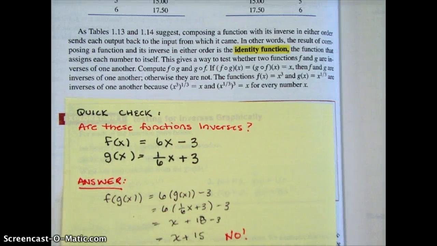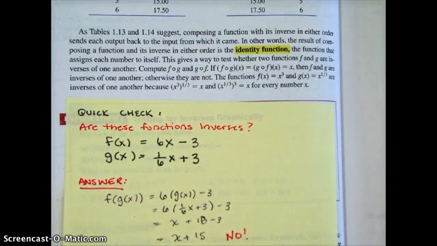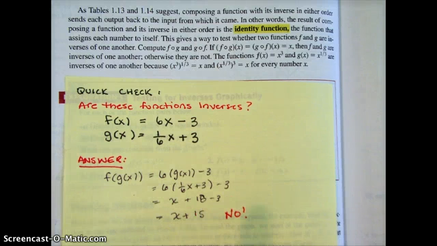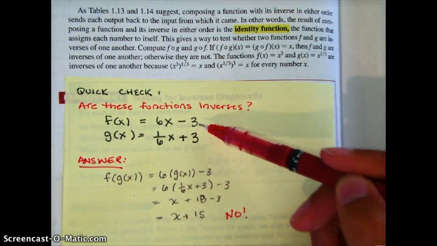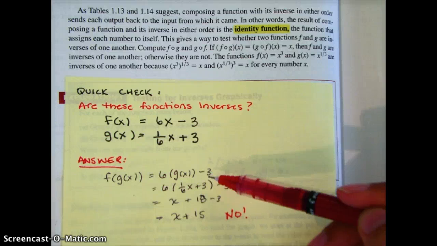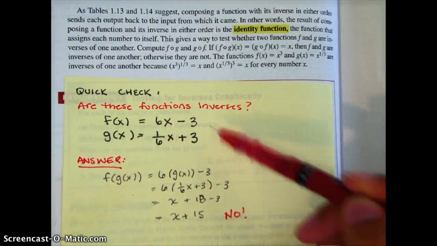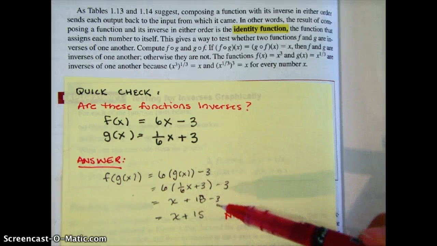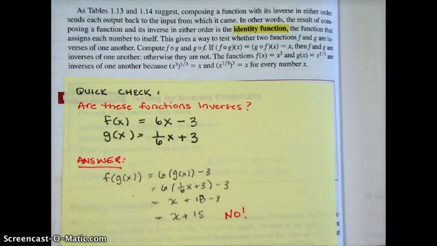And the answer is no. What I did to check was I simply plugged in, and I chose to do f of g of x. You could have done the opposite. But when I plugged g of x into the function for f of x, I got x plus 15 as my answer. What I was supposed to get was just an x by itself. So maybe if we had changed the f function to be minus 18 instead of minus 3, then they would have canceled each other out. But as it stands, these are not inverses.